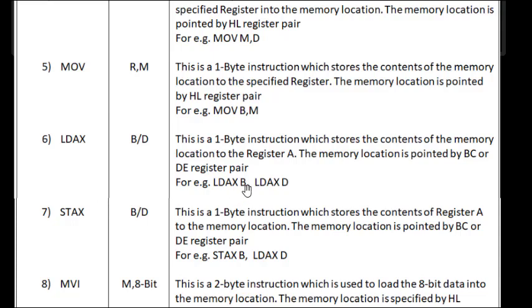This is also a 1 byte instruction. It does the opposite of LDAX. So, STAX stores the contents of register A to the memory location specified by either BC or DE. So let us see one example. This is actually not LDAX, it should be STAX.